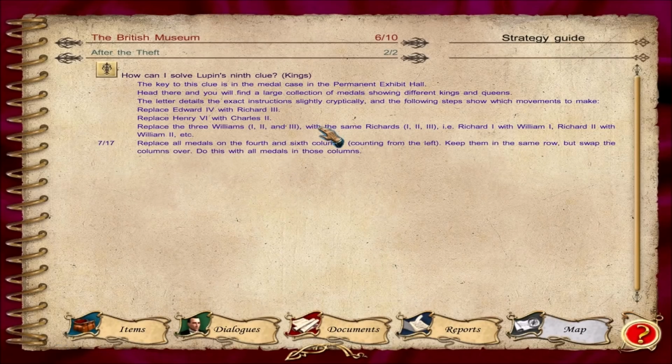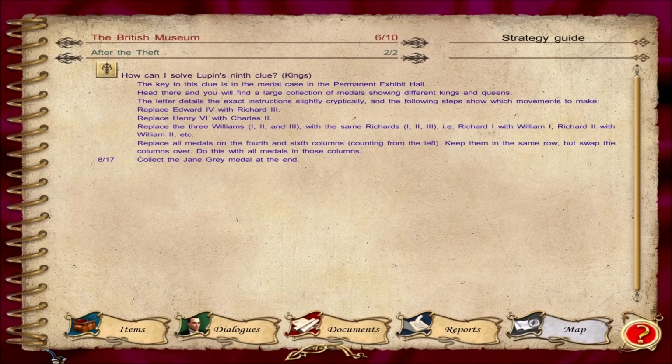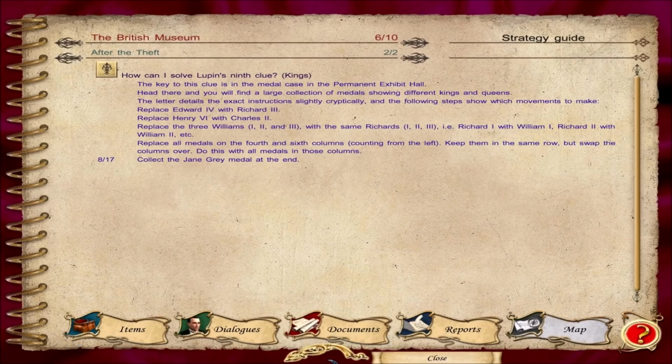Replace the 3 Williams with the Richards. 1 to 2, 1 to 3. So the Richards and the Williams. Okay. Even if you've got all these clues figured out, it's still kind of tough. Okay, so Richards and Williams. I'm so bad at remembering this.